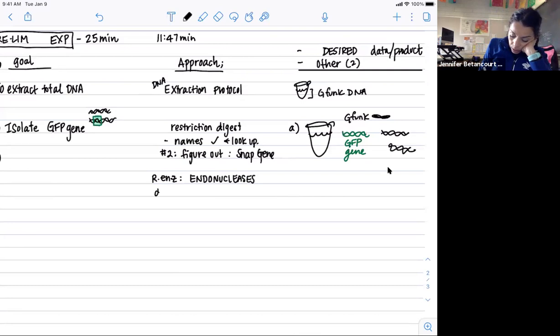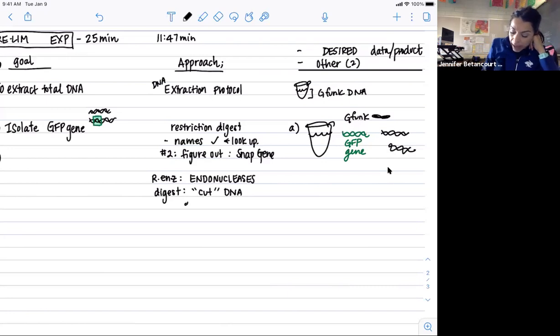Okay, so a digest, good. People are answering the question before I asked it. So cutting, yes, then my next question was cutting what? And so yes, a digest means the restriction enzymes are cutting DNA. Cool. What does cutting mean? Cutting what? Cutting what part of the DNA?